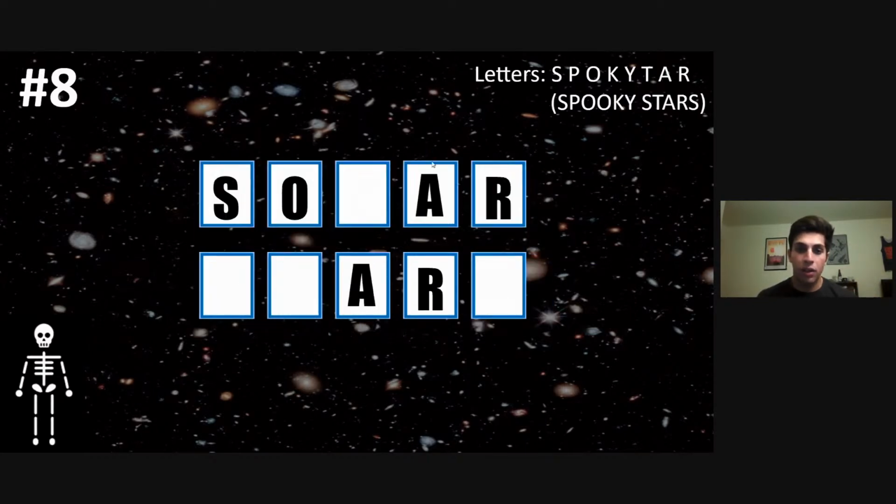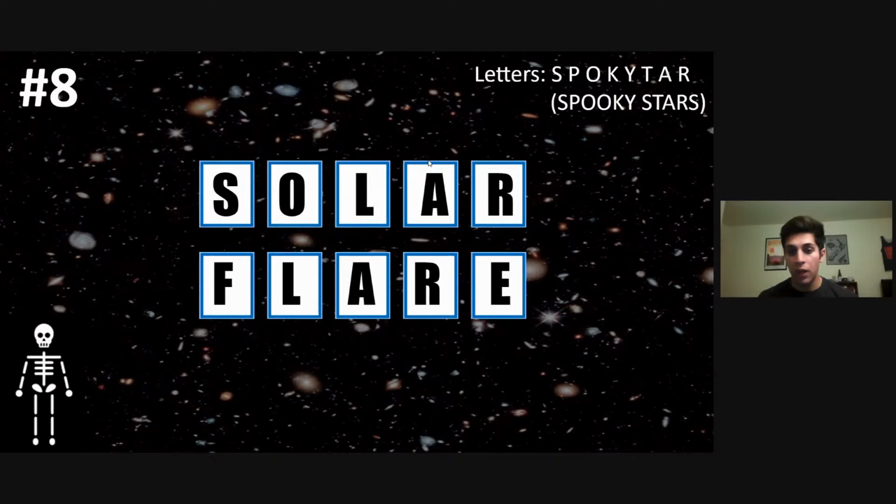Number 8, answer was solar flare. So if you haven't heard of a solar flare, it's a really energetic event on the sun when magnetic fields, as we talked about before, do fun things and release a lot of energy that can actually cause things to happen on Earth, maybe interfere with electrical or magnetic things here on the surface.